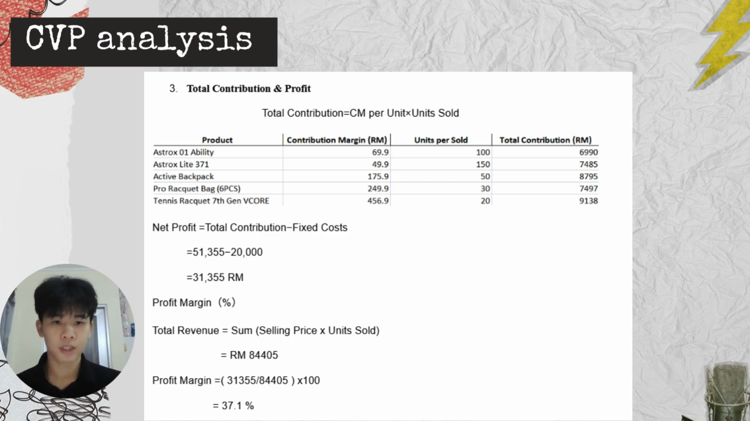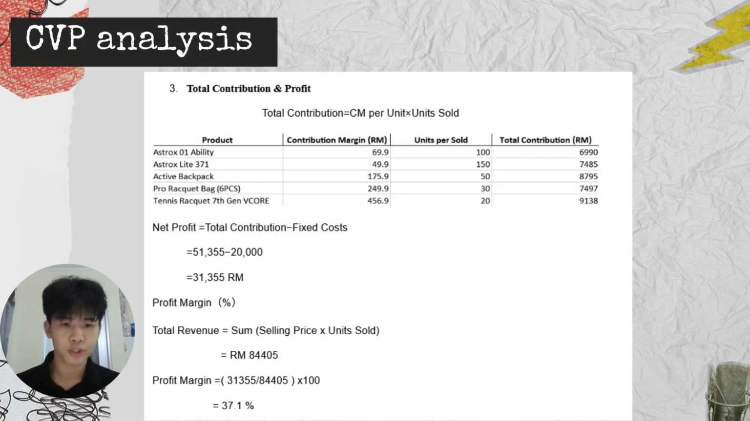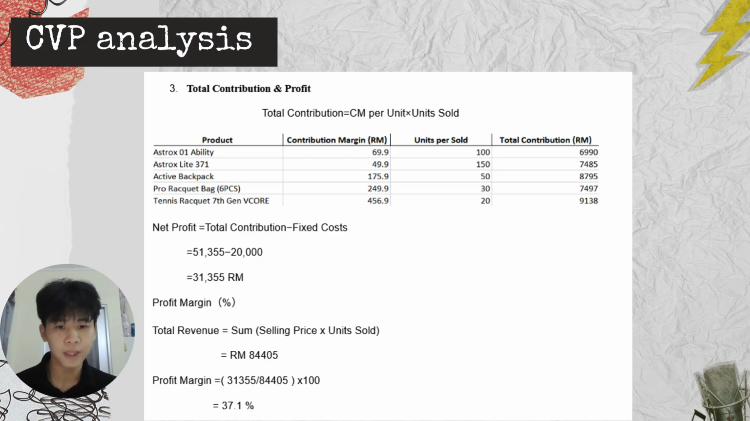So the formula for the total contribution is the contribution margin per unit multiplied by the units sold. In the table shown below, we have the contribution margin per unit sold, and we already calculated the total contribution for each product. So we also need to calculate the net profit, which is equal to total contribution minus the fixed cost.